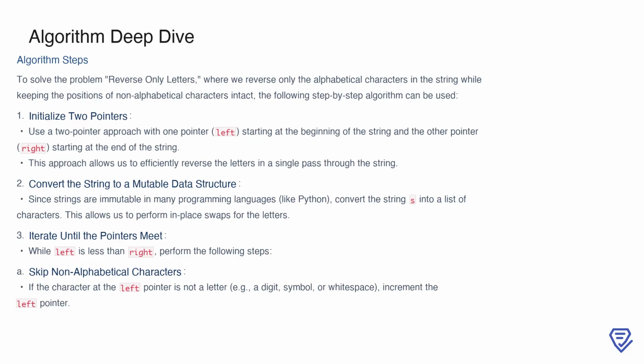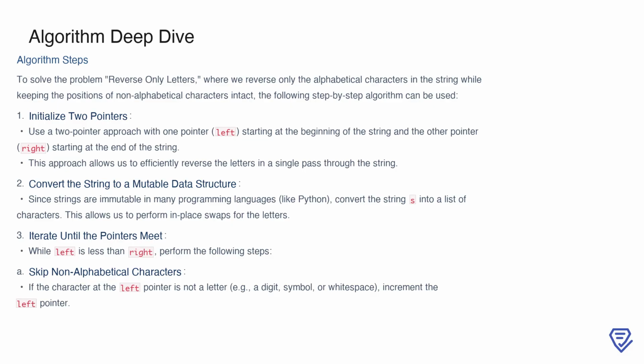Since strings are immutable in many languages like Python, the next step is to convert the string into a list of characters. This conversion allows us to make in-place changes, such as swapping characters, without creating a new string every time. Once the setup is complete, the algorithm iterates through the string, continuing until the two pointers meet.